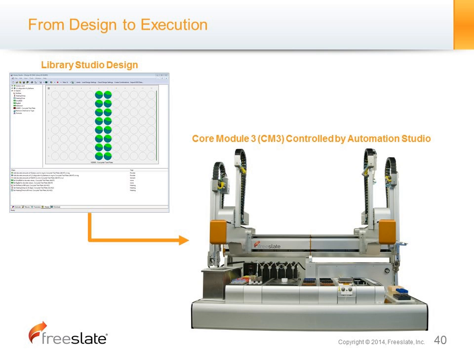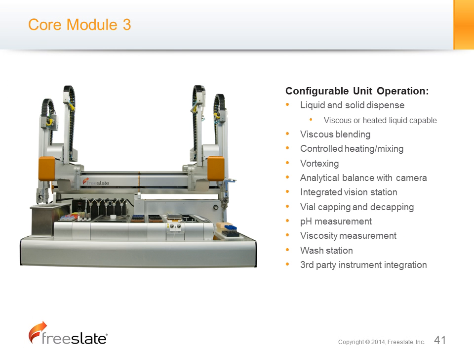And from the library design, when we're ready to do it, we're going to introduce that to the core module that is controlled by Automation Studio. And the core module 3, this is our main equipment here. There are a lot of configurable unit operations, listed on the right. And for this particular study, we need liquid and solid handling, we need vortexing, and we need to balance the weigh of the compound out.